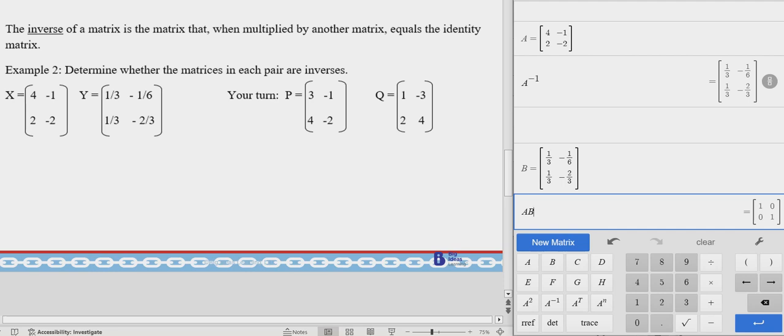For example, the your turn part of example 2, go ahead and try that. You can either enter both matrices P and Q, multiply them and see if you get the identity, or you can enter P, which would be faster, and just have the calculator find the inverse of matrix P. So go ahead and give that a try.